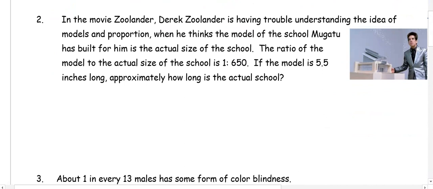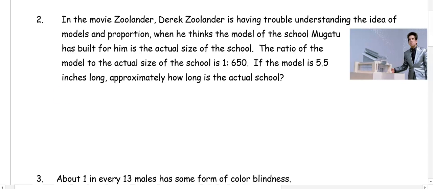In number 2, in the movie Zoolander, Derek Zoolander is having trouble understanding the idea of models and proportions, when he thinks the model of the school Mugatu has built for him is the actual size of the school. The ratio of the model to the actual size of the school is 1 to 650. So if the model is 5.5 inches long, approximately how long is the actual school?